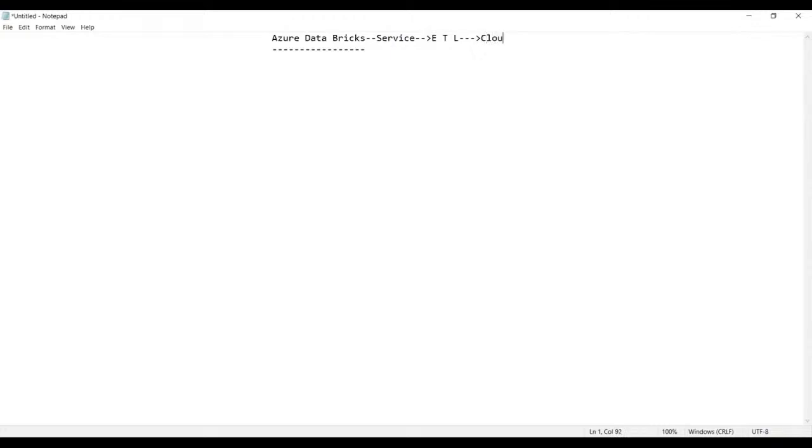Between the clouds and on-premises. Okay, guys. So when it comes to this ETL, Azure Databricks is a service provided by Microsoft to perform the job of ETL between the clouds and on-premises. So now, guys, let us try to see this.